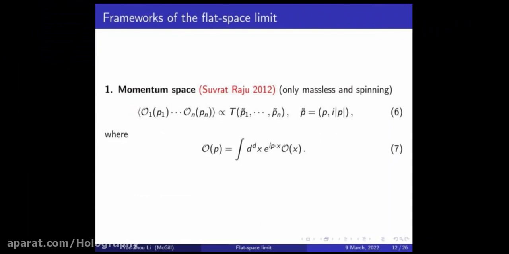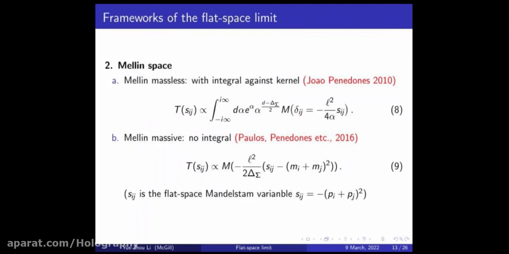This is the momentum space framework. It says that if we look at the momentum space of CFT correlators, it corresponds to the flat space amplitudes with the dictionary of momenta, where the momentum space operator is just a Fourier transform of the position space one. And the Mellin space framework is also different for the massless and massive cases. For the massless case, we have this formula: we have a Mellin amplitude and we integrate it over some additional parameter alpha. But for the massive case, it's pretty strange that we don't need to do any integral. We just map the flat space amplitude to the Mellin amplitude by replacing the Mellin variables.